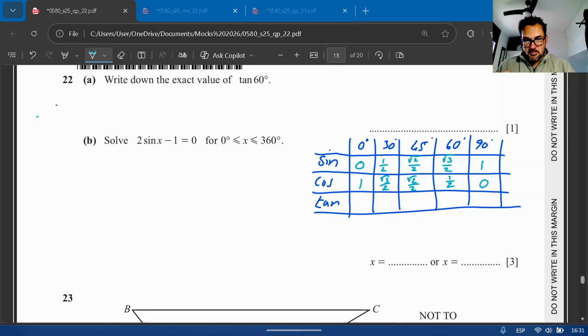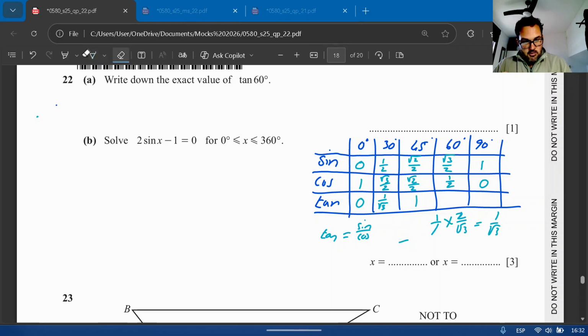And then for the tan, remember, tan is sin divided by cos. So 0 divided by 1 is 0. A half divided by square root 3 over 2. Well, you can remember how to do this. If we divide, we can invert the fraction and then multiply. You can cancel the 2s, and we get 1 over square root 3. You can work that out, or you can just remember it's 1 over square root 3. Same then with square root 2 over 2 divided by itself: anything divided by itself gives you 1.